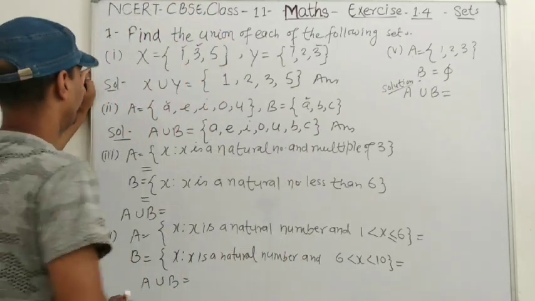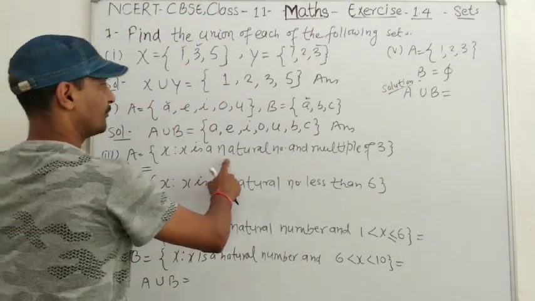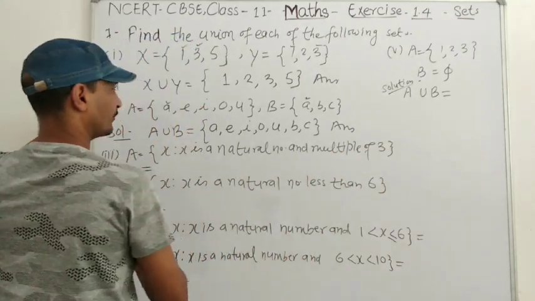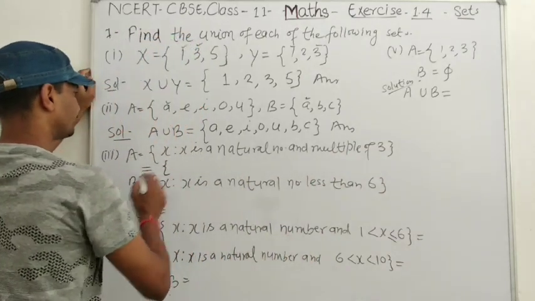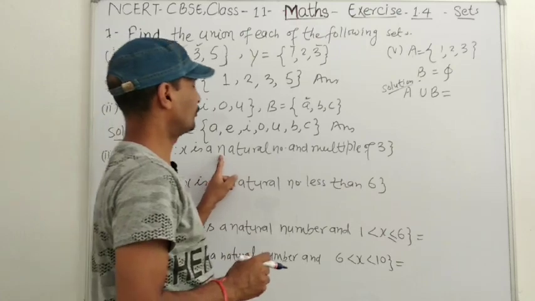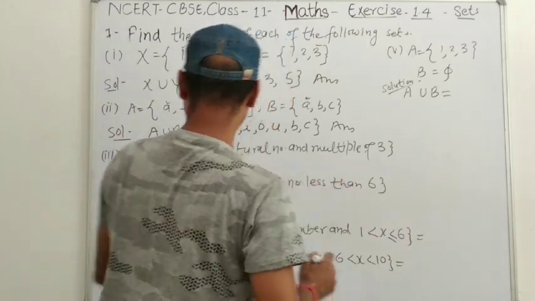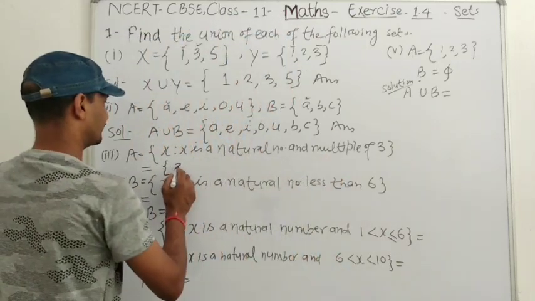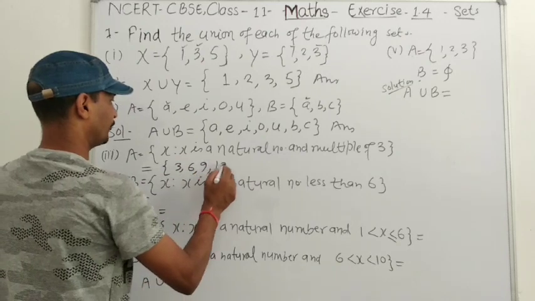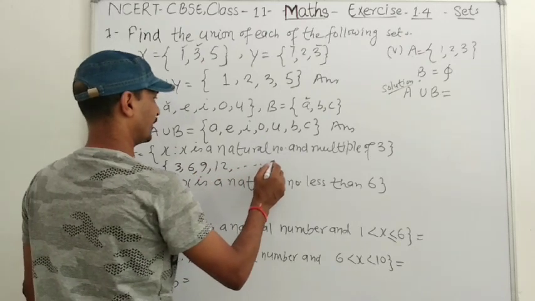Now number 3: A is x such that x is a natural number and a multiple of 3. What does this become? It must be a natural number, and a multiple of 3 means it comes in the table of 3. The table of 3 starts from 3, 6, 9, 12 and so on.